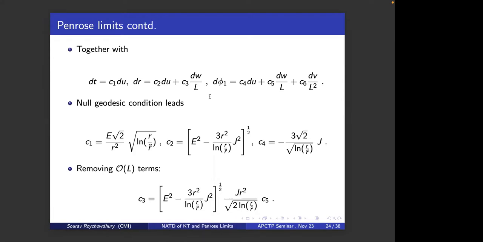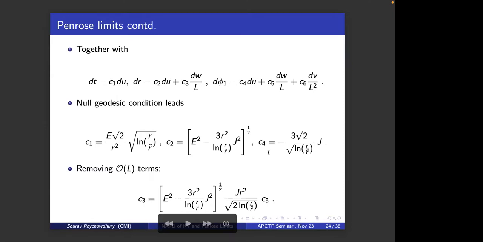Now in order to remove the divergence terms, it turns out that this C3 and C5 are actually not independent. They are related by this expression. So at the end of the day, there is only one unknown, either C3 or C5.